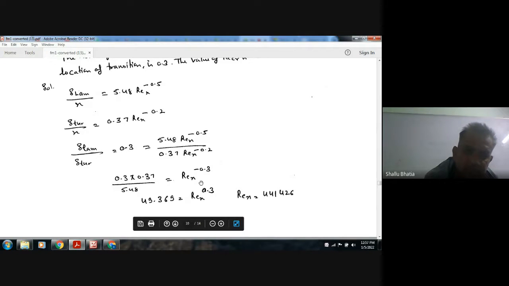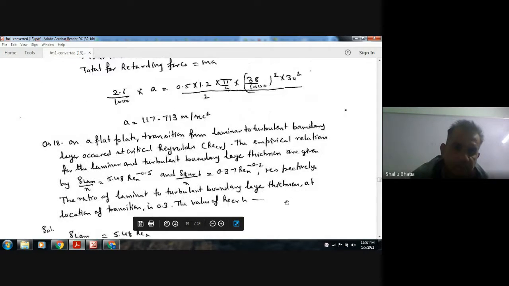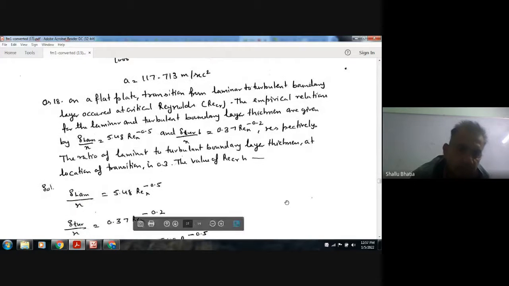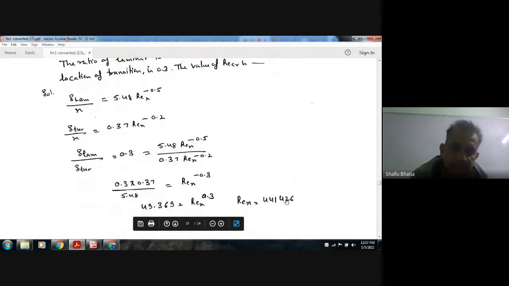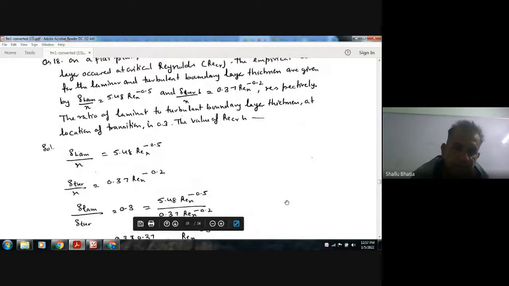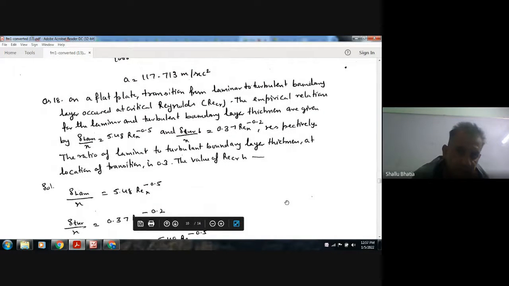So Rex is equal to 441446, which is the critical Reynolds number at which transition occurs.